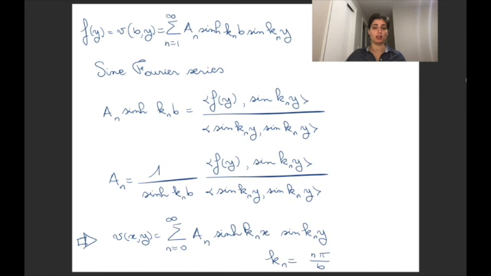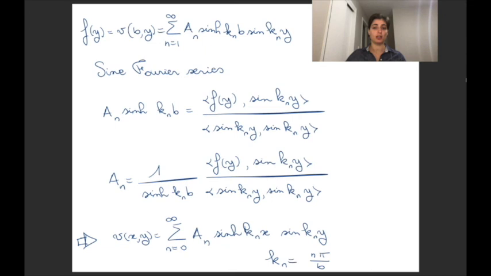We find that an, so the coefficient of sine kn y, that is an hyperbolic sine kn b, needs to be equal to the inner product between f and sine kn y normalized by the inner product of sine kn y by itself. And here we notice that the hyperbolic sine of kn b, it's just a constant. So we can divide our right-hand side by the hyperbolic sine computed at kn b and have an explicit formulation for an.